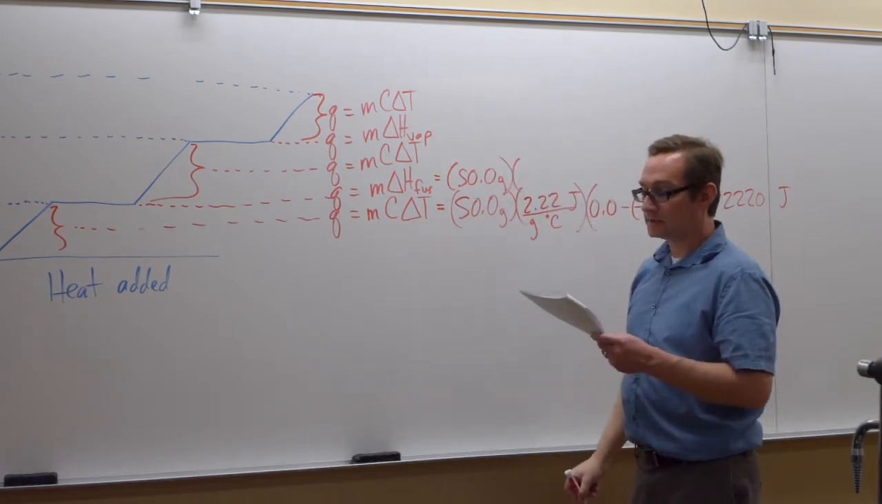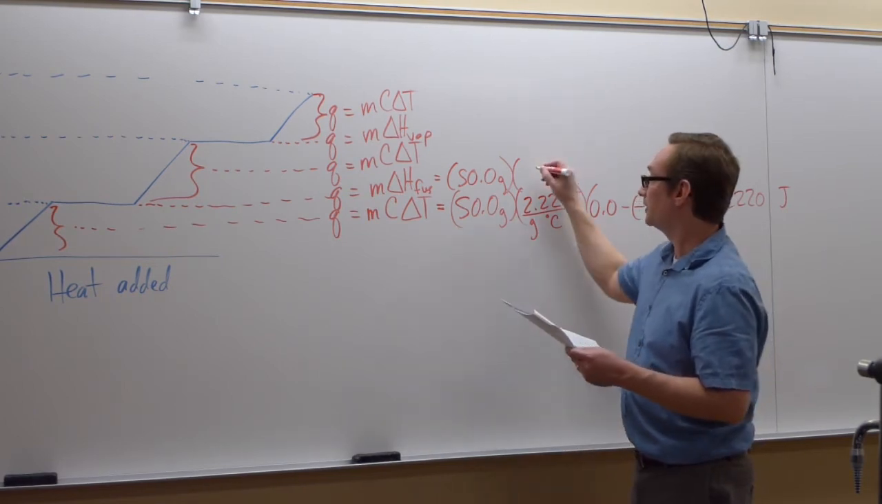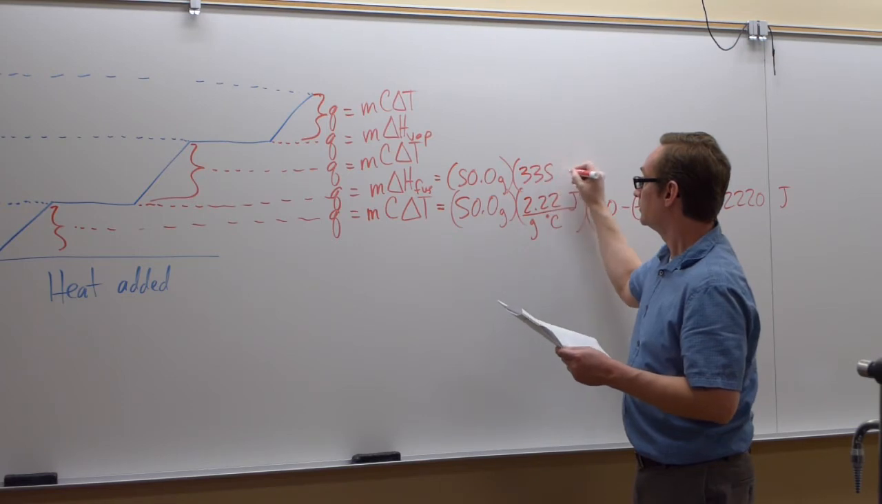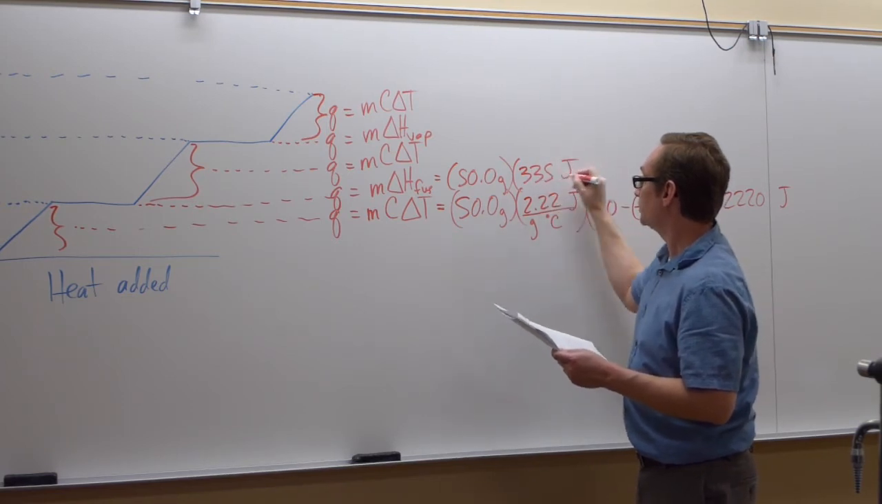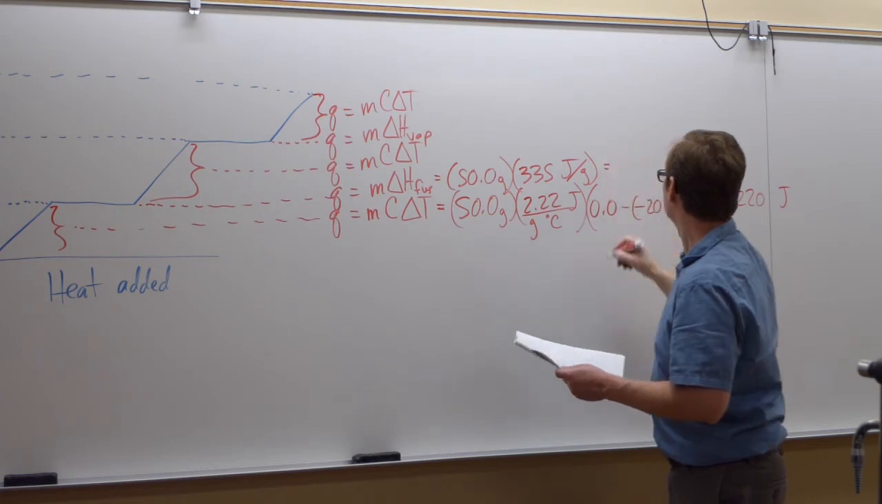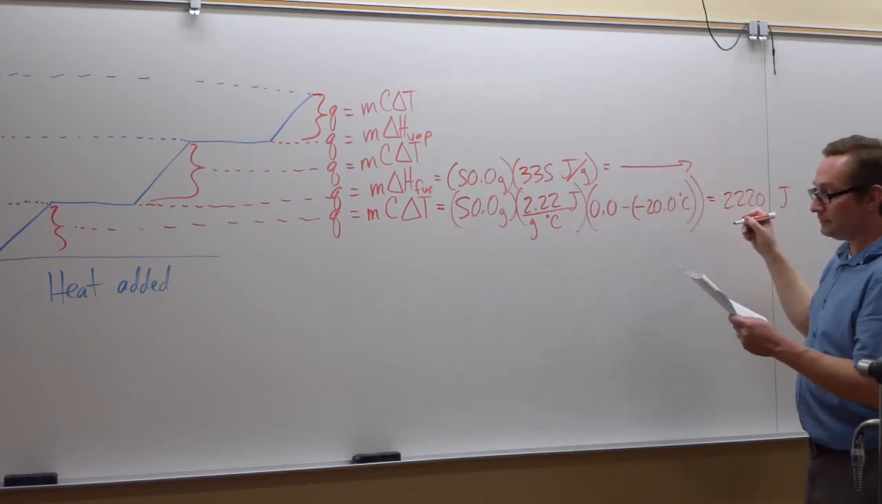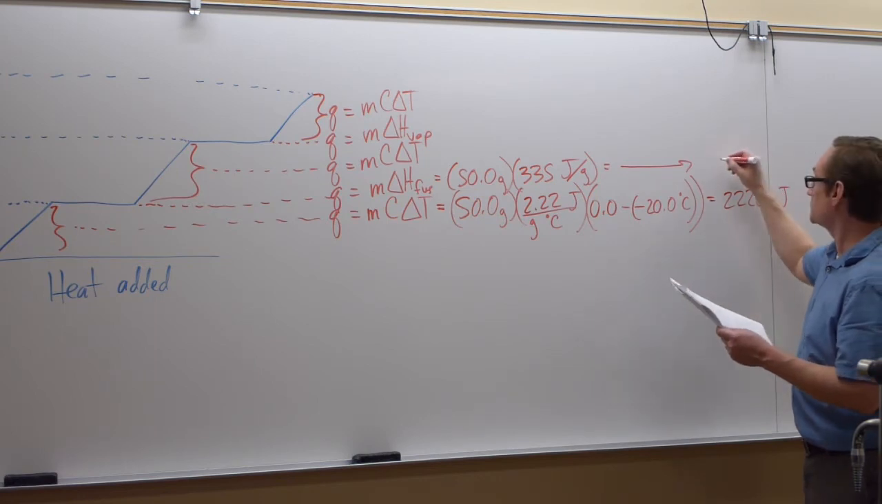For the phase change of melting, I still have 50 grams of water. What number do I use for delta H fusion? 335. And this is in just simply joules per gram. All right, so this comes out to be 16,750.